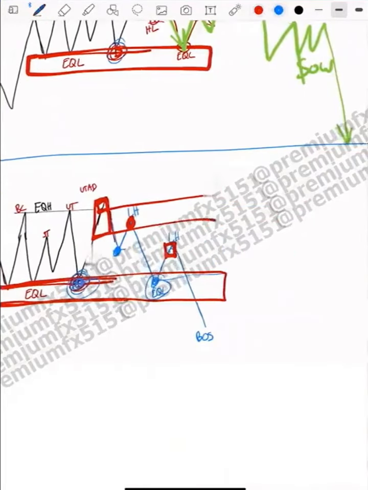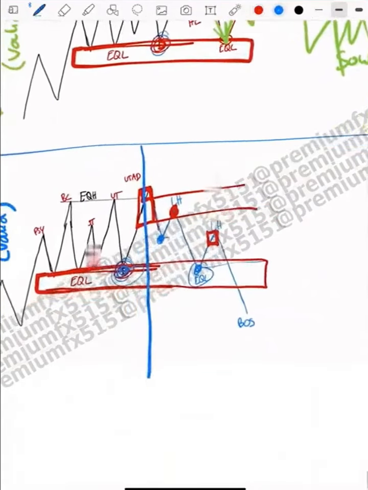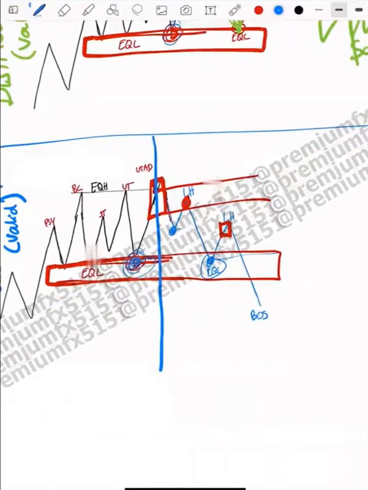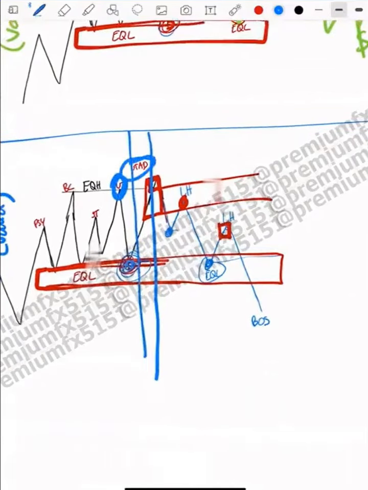What you need to be doing is dividing your schematic in half. Divide it in two parts. So this can either be after your UT or after your UTAD, because not always you will have a UTAD. You might have 1, 2, 3 drives, or you might have preliminary supply, buying climax, UT, UTAD. Both are valid. So depending on the circumstance, you divide it accordingly, depending on what has presented. But the whole idea is you want to divide your schematic into two pieces.